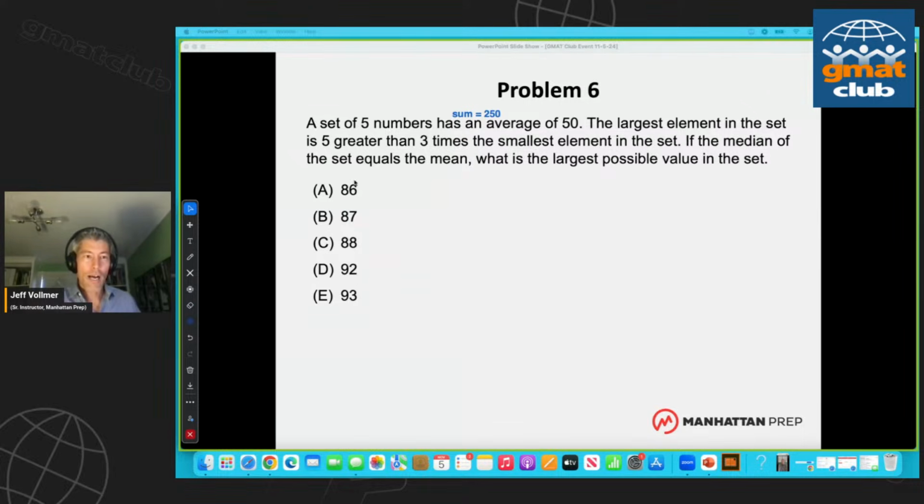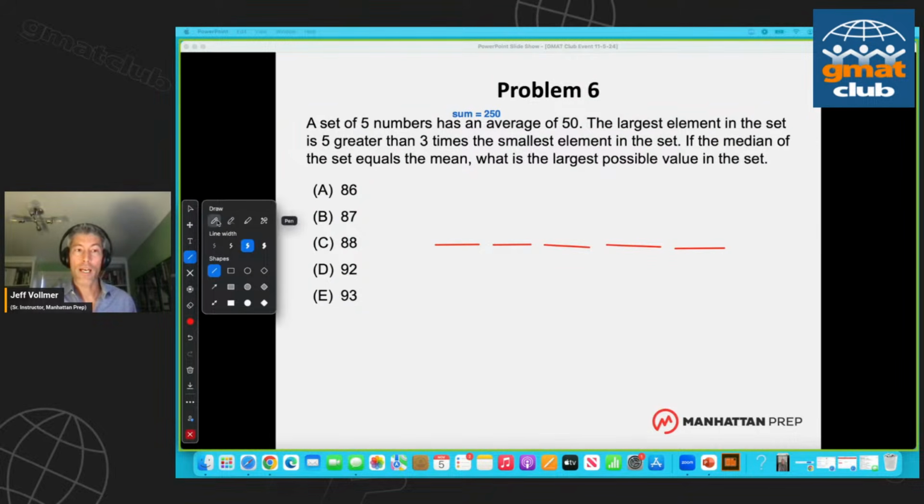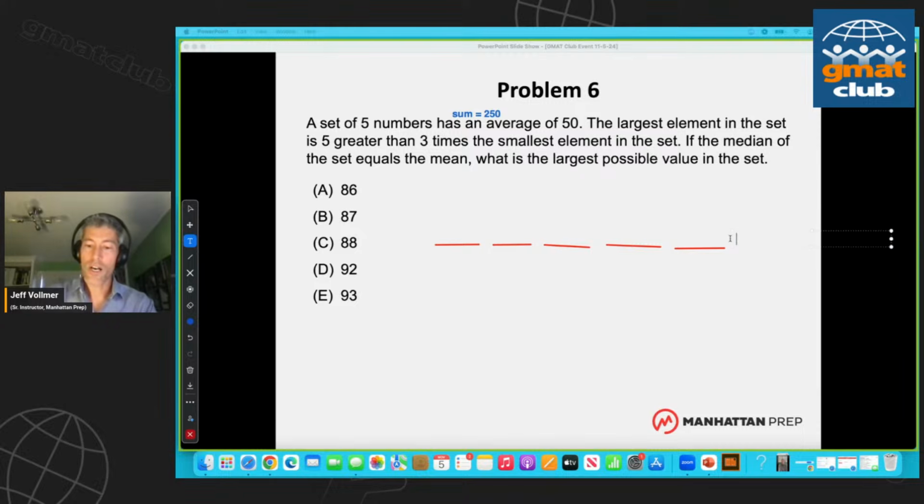So something else is going on here. Okay, I think what we could do is create a little system of dashes. Again, I mentioned this earlier. I'm a big fan of this just to help organize. How many terms do I have? What do I know about them? Can I order them from least to greatest, just to help me keep track of all the information I'm getting? And so far, I know that the sum here is 250.